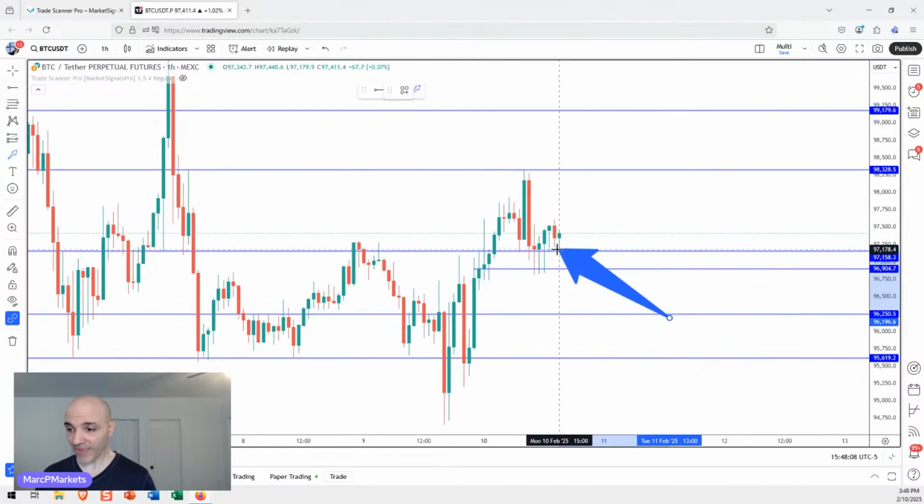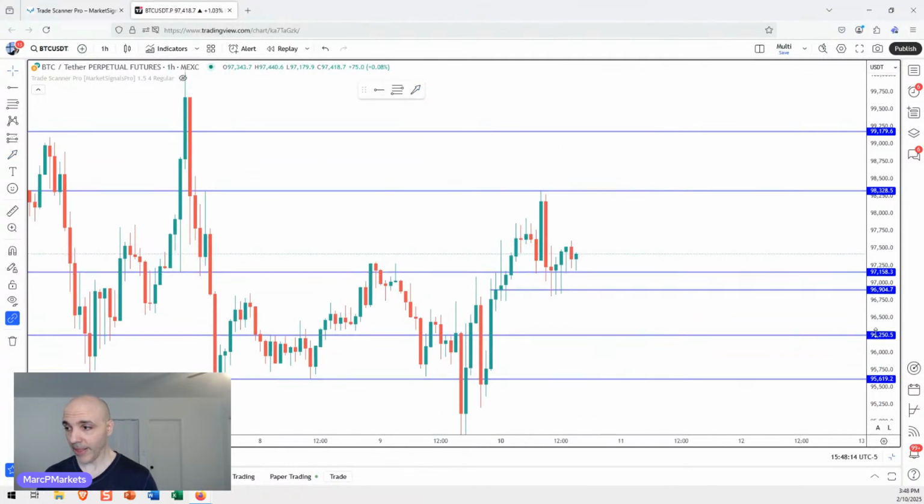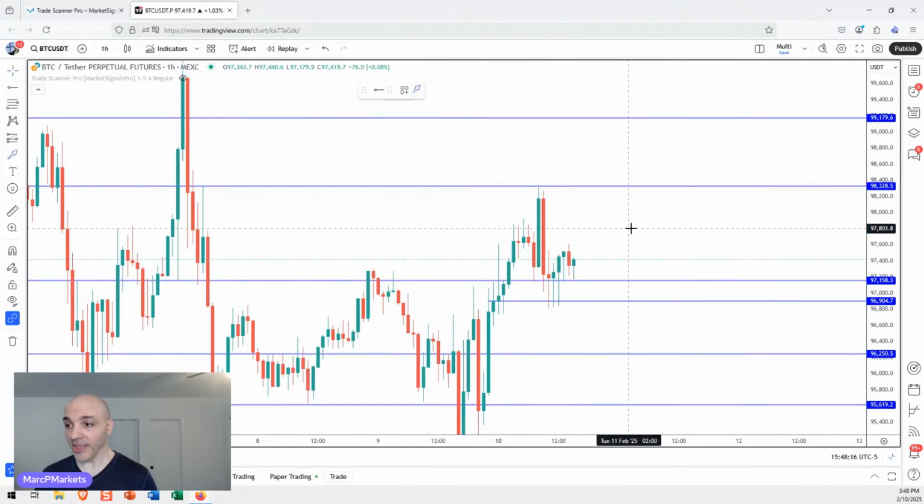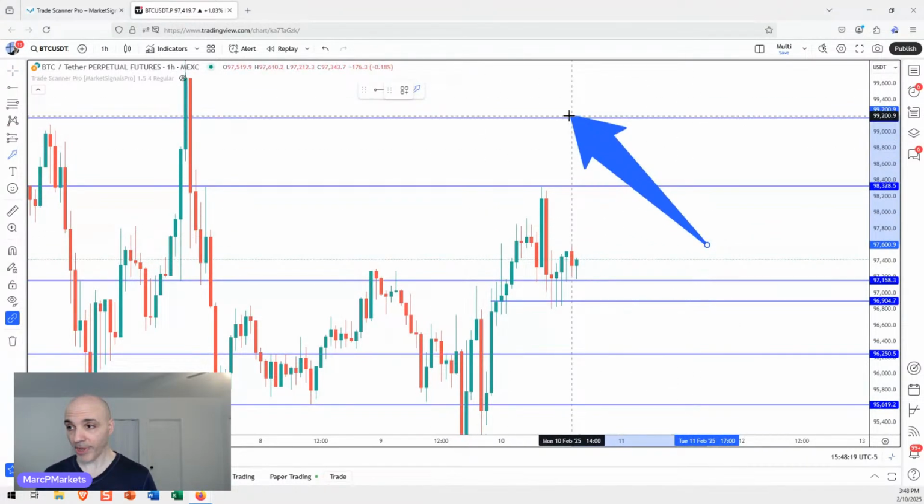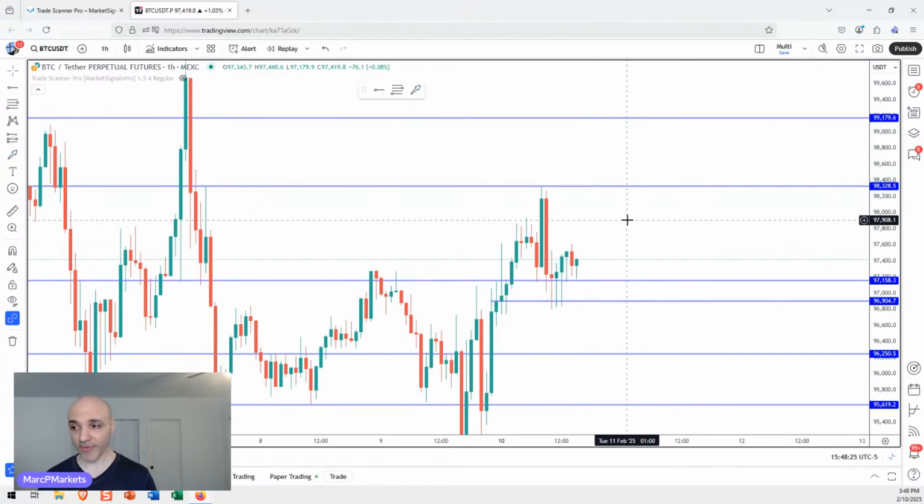Now, these aren't the best levels. These would be better levels for my day trade long, right? This area here, but we're not there. I'm still working on the long side. Now, where I will not go long is up here. This would be a bad place to go long. Those are resistance levels, right?